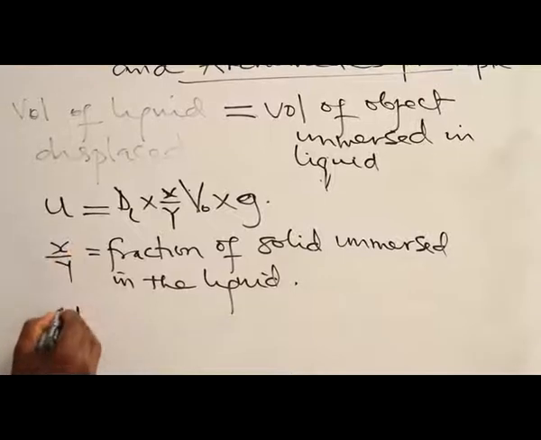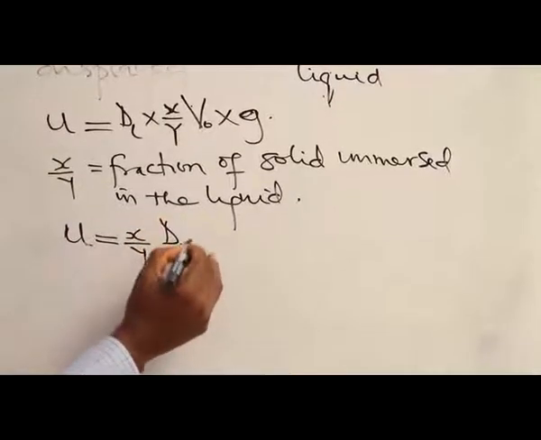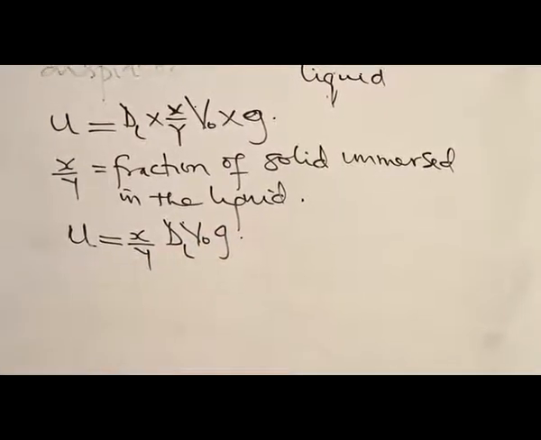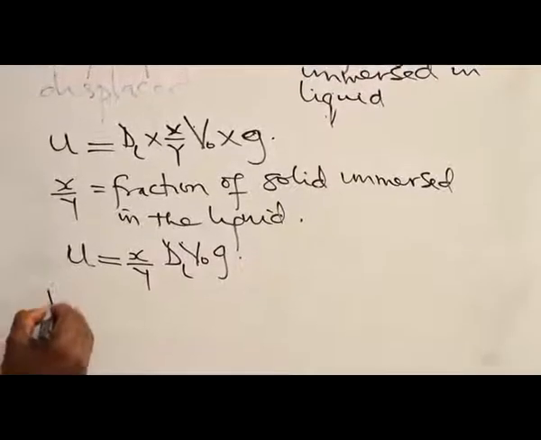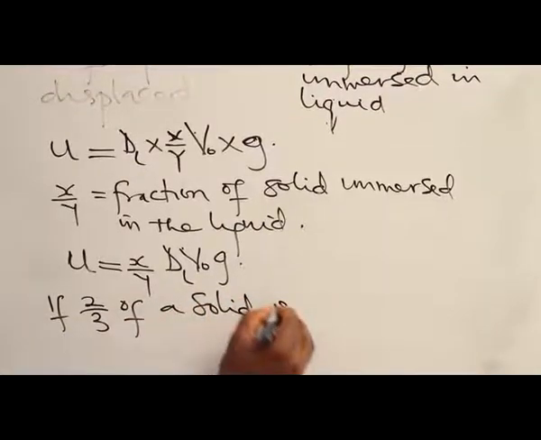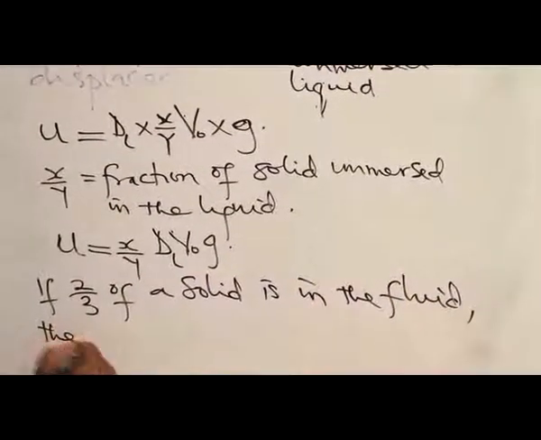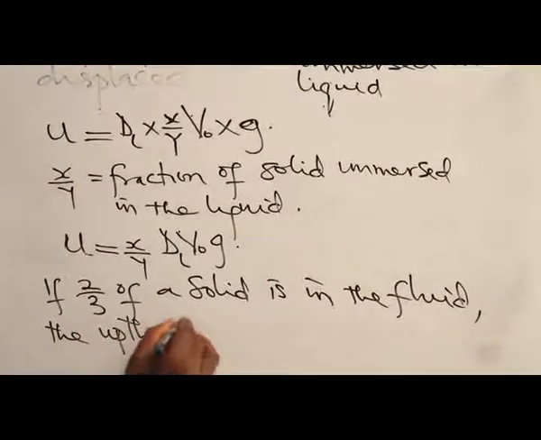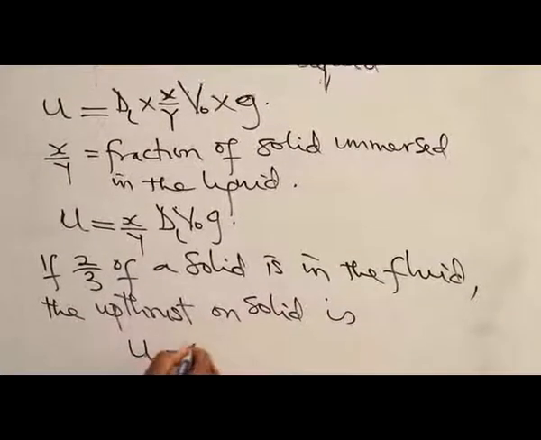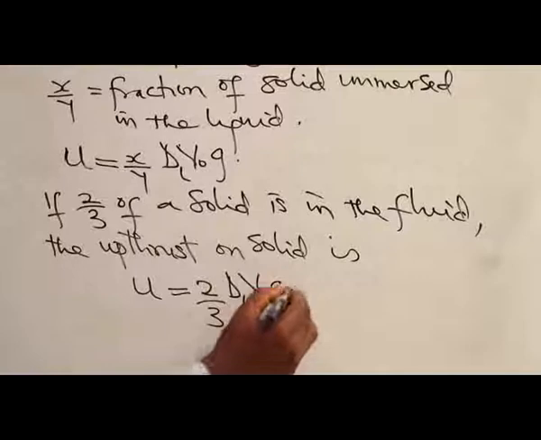This equation I'll write as upthrust is x over y times density of the liquid times volume of the object times acceleration due to gravity. If we are told that two-thirds of a solid is in the fluid or in the liquid, then upthrust on the solid is given by U equals two-thirds times density of the liquid times volume of the object times acceleration due to gravity.